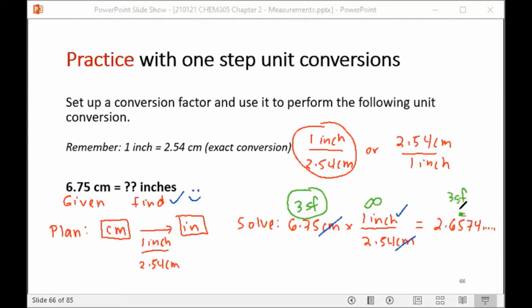So I'm going to round it at the 5. That's my last sig fig. We'll look to the right. It's a 7. So the 5 should be rounded up to a 6. So the final answer that you get is 2.66 inches.